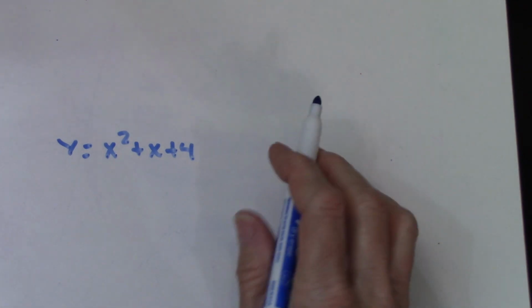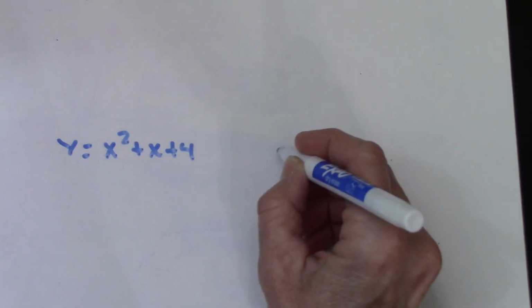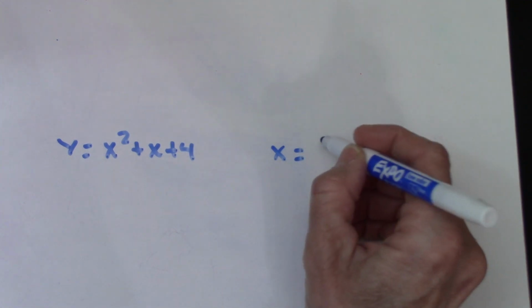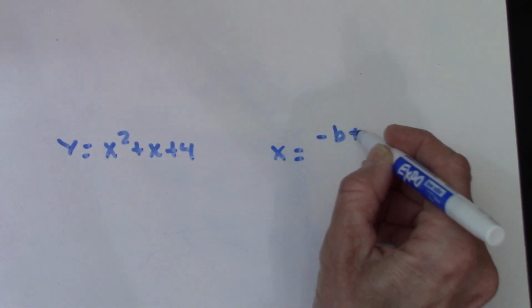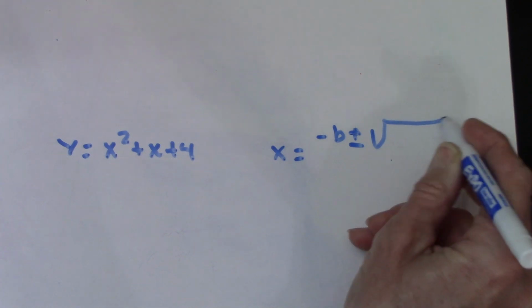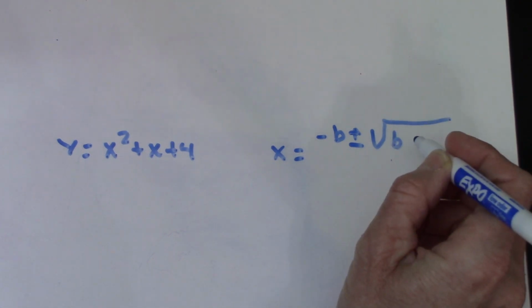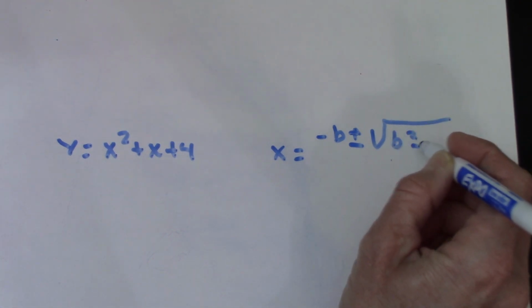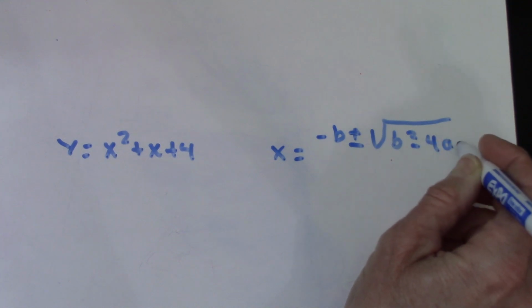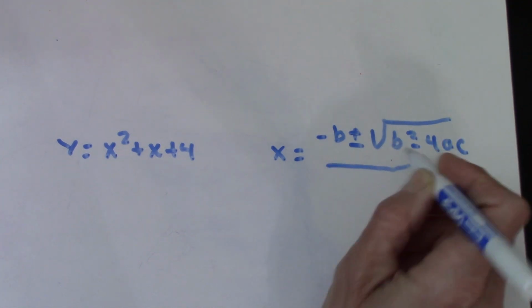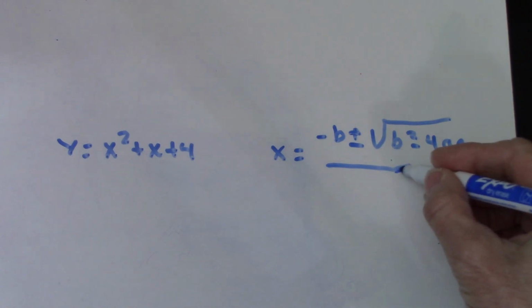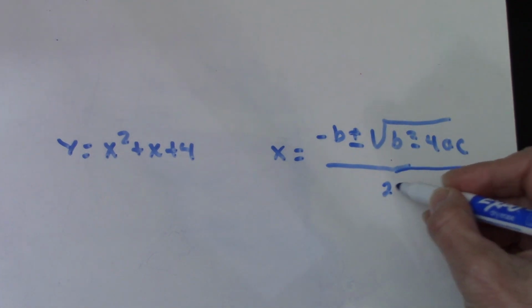Okay, when we go to try to find the roots, we know it's not factorable, so we're going to go ahead and use the quadratic formula, which is that the x value, or the root, is negative b plus or minus the square root of b squared minus 4ac, all over 2a.